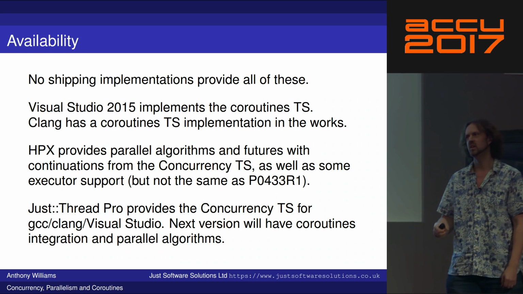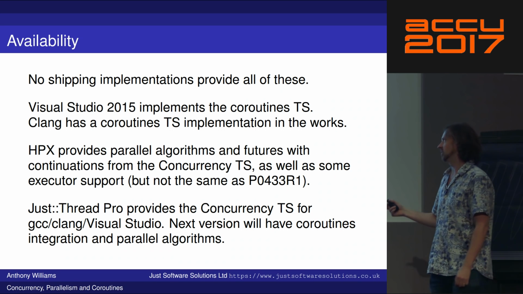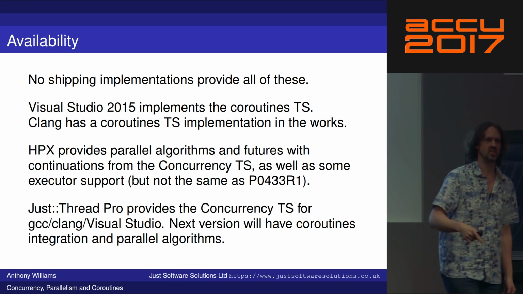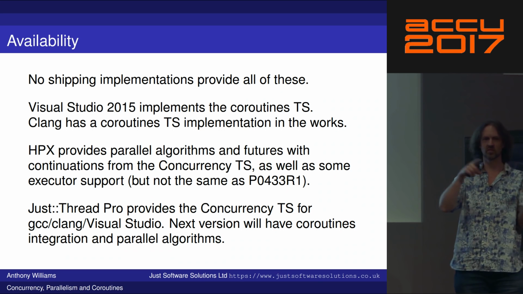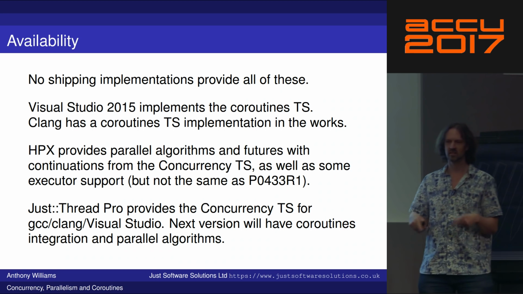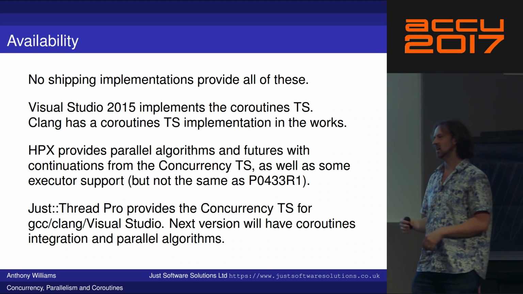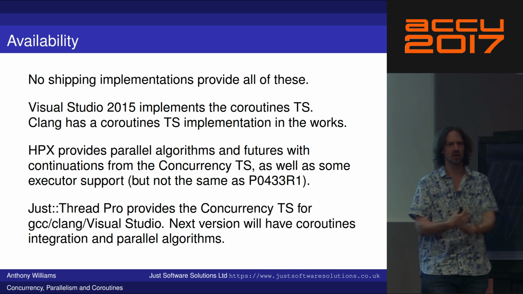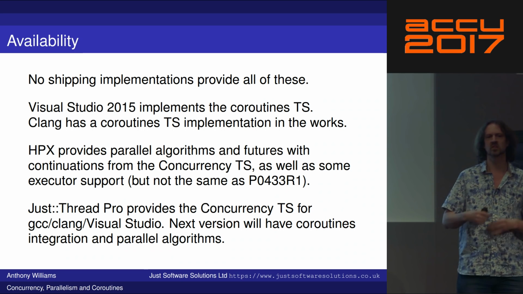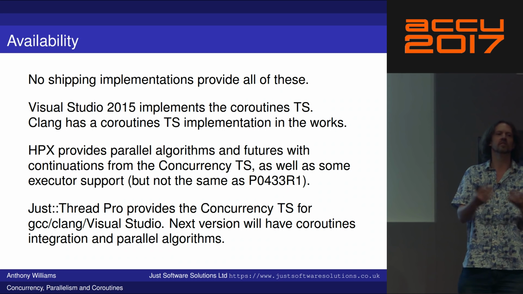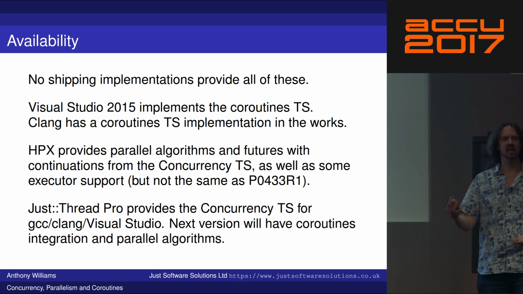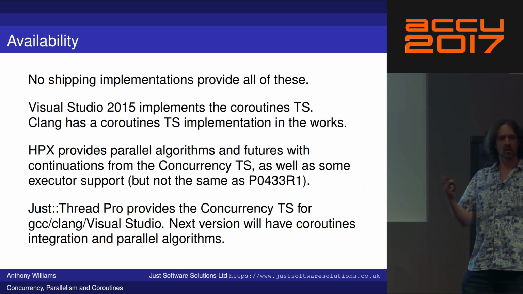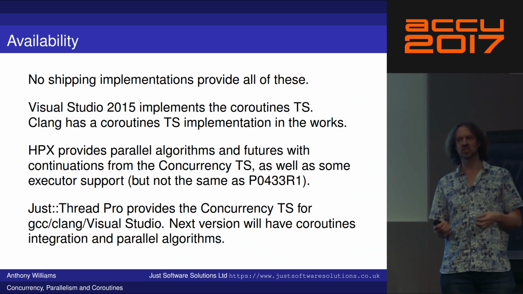My Just Thread Pro library provides the Concurrency TS, and the next version, which is due out next month, is going to have support for integration with coroutines on Visual Studio and Clang if they get it finished in time before I ship that. And there's also a version with parallel algorithms coming, so there will be integration there. So there's plenty of scope in the near future for integrating all these things, but for now you've got to pick and choose which of the things you want and make sure you pick an implementation combination that's going to provide what you want.